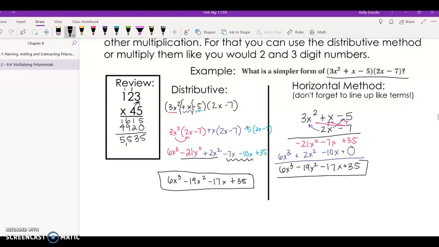Notice both answers are the same, so you can use either method for multiplying a binomial times a trinomial, or any polynomial times any other polynomial.